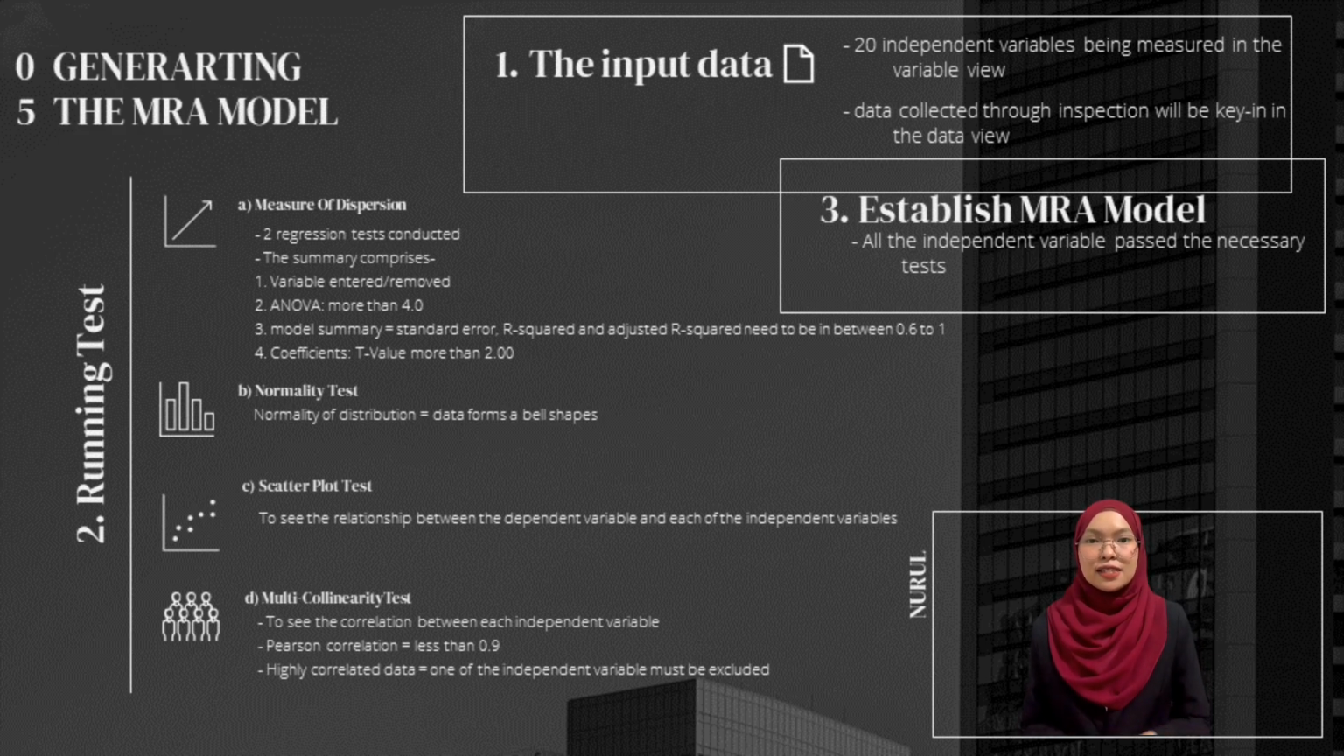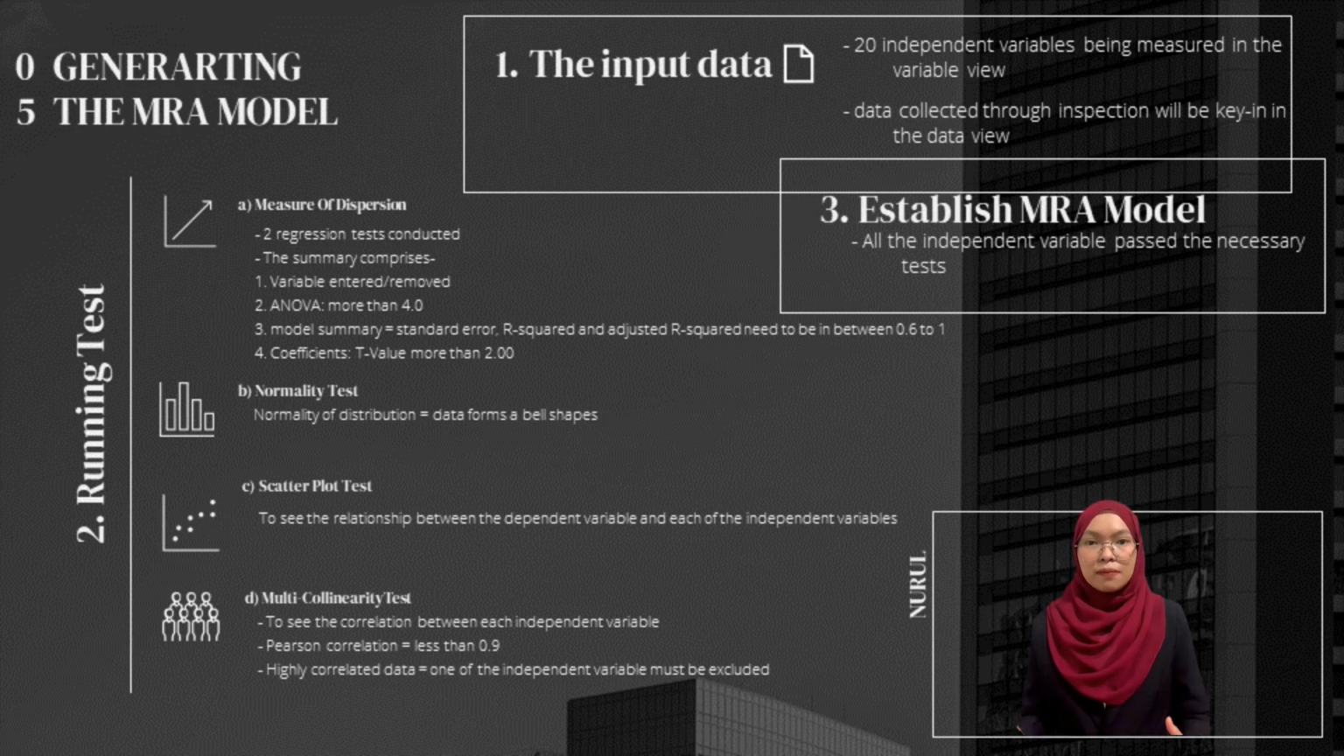The last test is the multi-collinearity test. This test is conducted to see the correlation between each independent variable, which can be seen using the Pearson correlation method. The Pearson correlation data should be not more than 0.9, which shows that the independent variables are not interrelated among themselves. If the independent variables are highly correlated with each other, then one of the independent variables should be excluded.